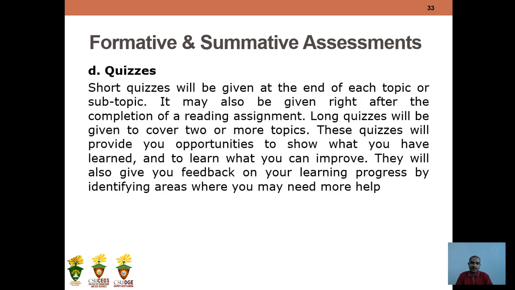Then quizzes. Quizzes or short quizzes will be given at the end of each topic or subtopic. It may also be given right after the completion of the reading assignment. Long quizzes will be given to cover 2 or more topics, and these quizzes will provide you opportunities to show what you have learned and to learn what you can improve. They will also give you feedback on your learning progress by identifying areas where you need more help in taking the quiz.